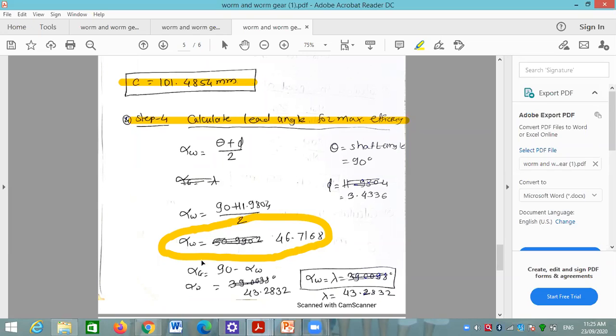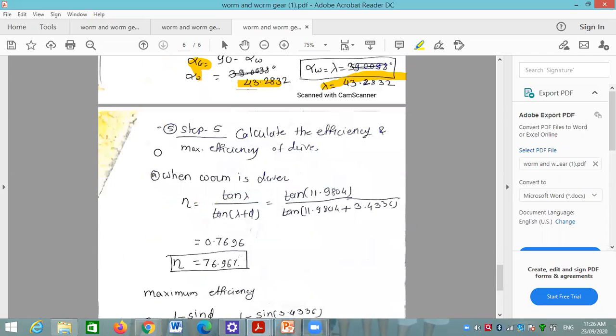We calculate alpha G, that is the helix angle for a gear, which is equal to 90 minus alpha W. So 90 minus 46.7168 is equal to 43.2832. And therefore lead angle, we know that alpha W, the helix angle for a worm, is equal to lead angle, and lead angle is equal to 43.2832. This is the value of lead angle to get maximum efficiency. If we want maximum efficiency, our lead angle must be 43.2832 degree.